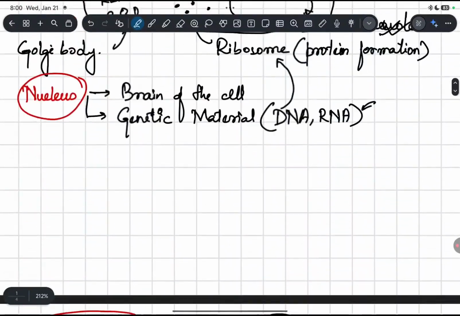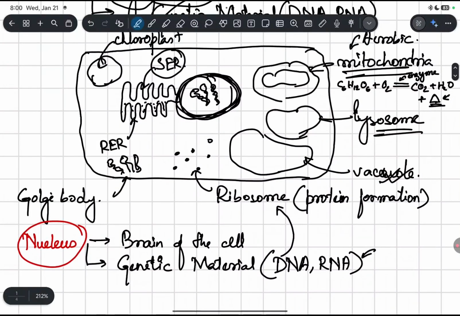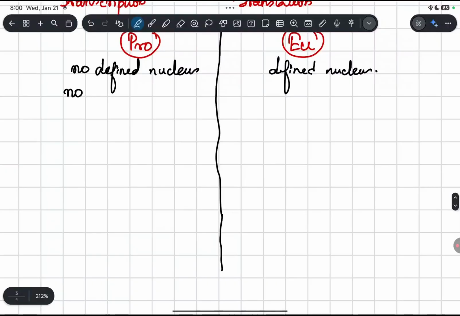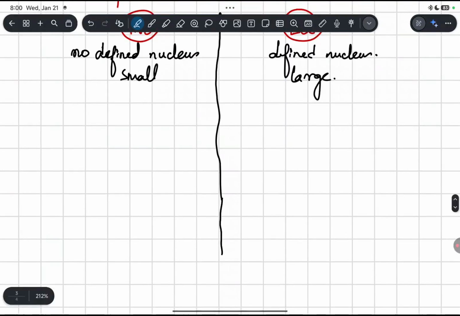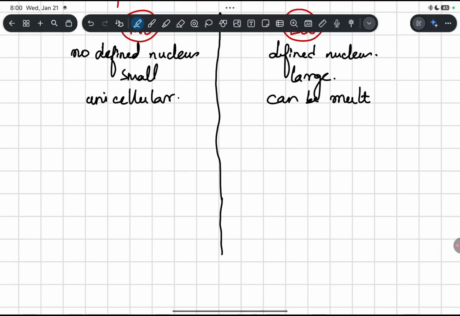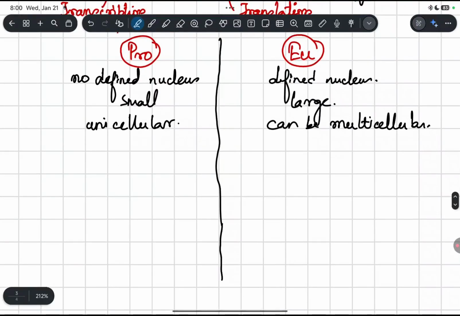For example, here we can see every organelle is inside a proper membrane. There is strict separation. But in a prokaryotic cell, those compartments are not there. Then, prokaryotic cells are generally small in structure, whereas eukaryotic cells are generally larger. Prokaryotes are generally unicellular, while eukaryotes can be multicellular. For example, humans are eukaryotic.